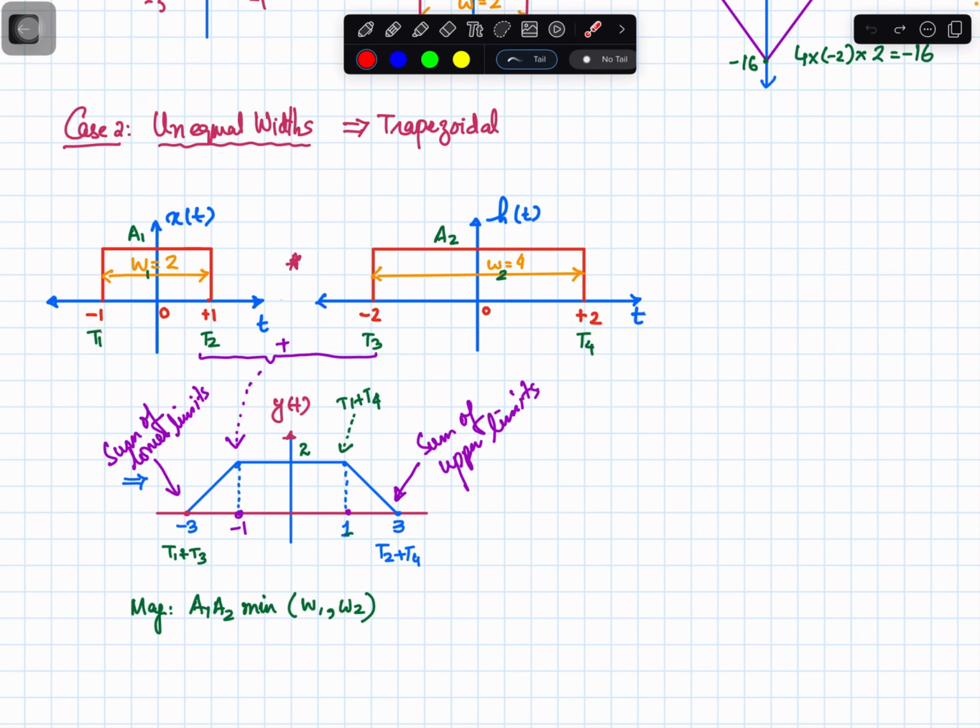So, in this way, you can work out this point, this point, this point and this point. This is simply the sum of the lower limits. This is simply the sum of the upper limits, and this point will be the sum of the upper and the lower, and this point will be the sum of the upper and the lower in the opposite way. It means the lower limit of this and the upper limit of this, the upper limit of this and the lower limit of this. Okay. So, the next thing is to find out the magnitude. How to find out the magnitude? That is obtained with the help of this formula: the magnitude of the first pulse, times the magnitude of the second pulse, times the minimum of width 1 and width 2.